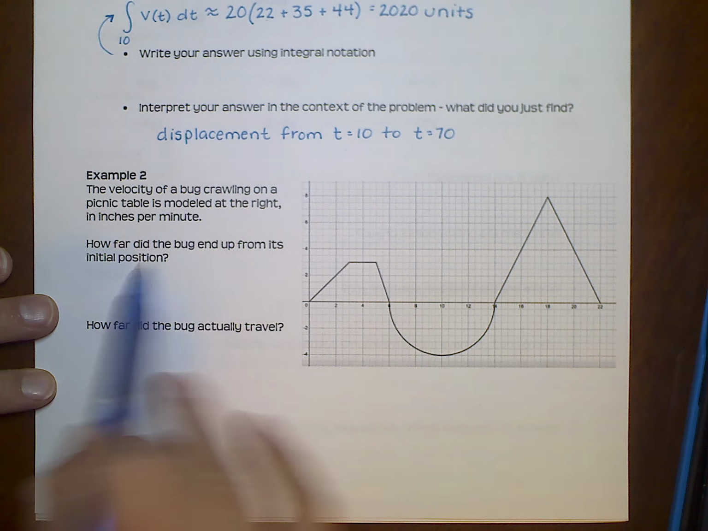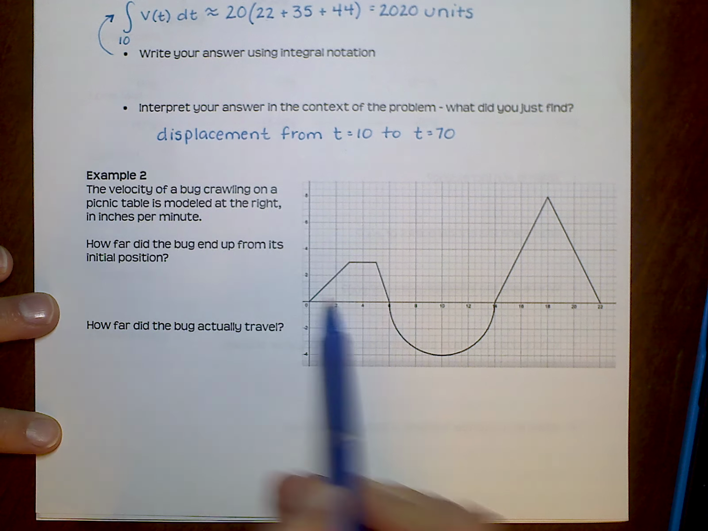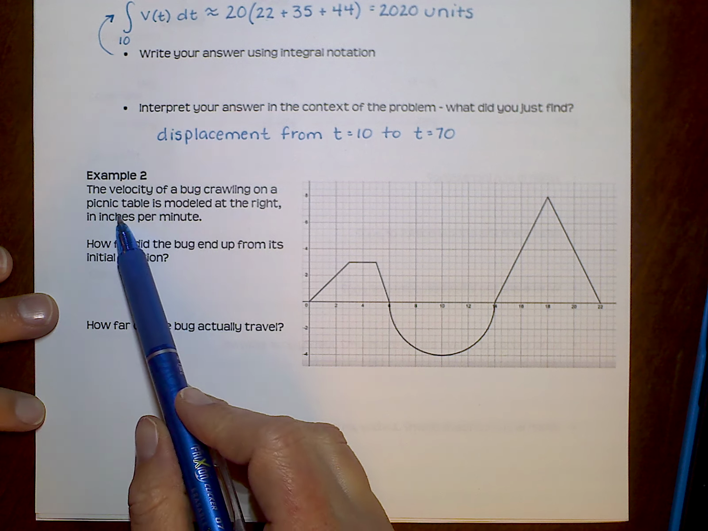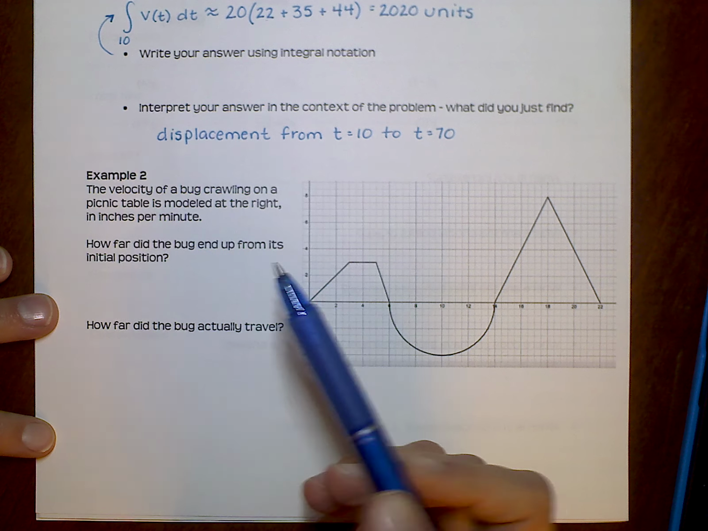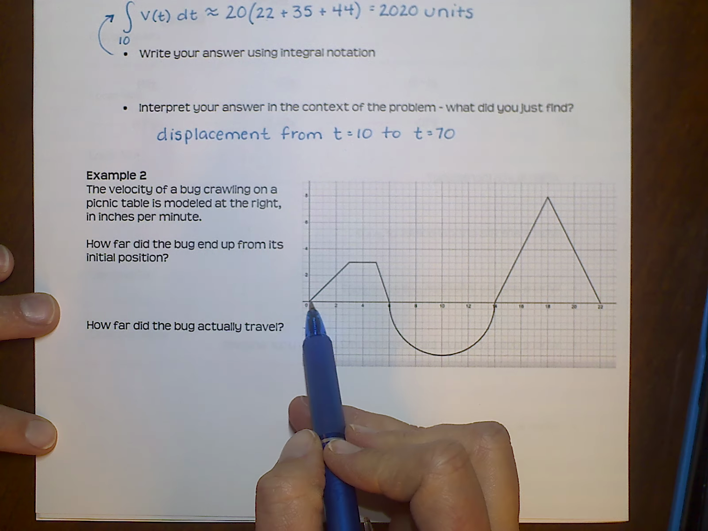And I want to know how far did the bug end up from its initial position. Well, if I integrate a velocity function, that's what I'm finding, right? I'm finding how far did the bug actually travel. So let's find some areas here.